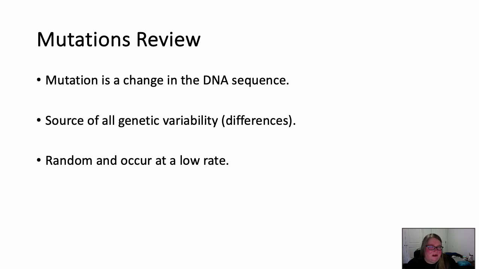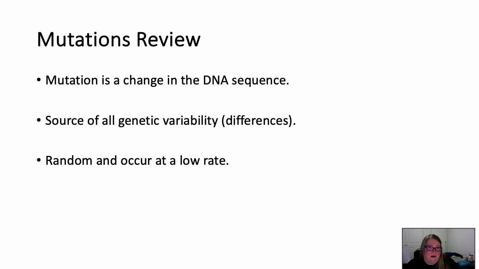Before we start into chapter 9, let's do a quick review of chapter 8. In chapter 8, we talked about mutations, how they happen, the different types, and how they affect proteins. Remember, a mutation is a change in the DNA sequence, like swapping out a base or a couple of bases, or deleting some bases. These mutations are the source of genetic variability in organisms. This is going to account for the differences between species.